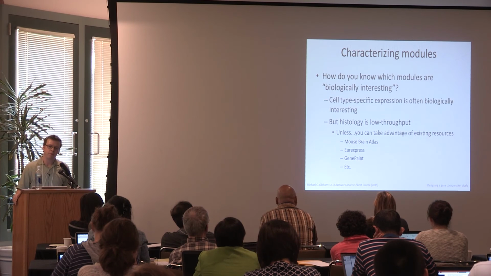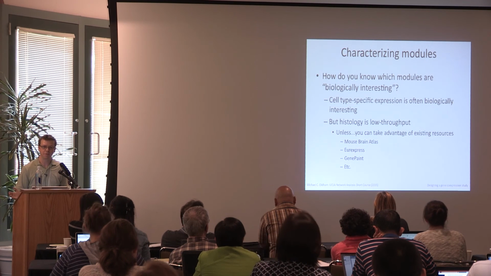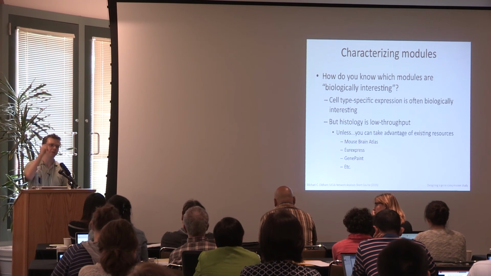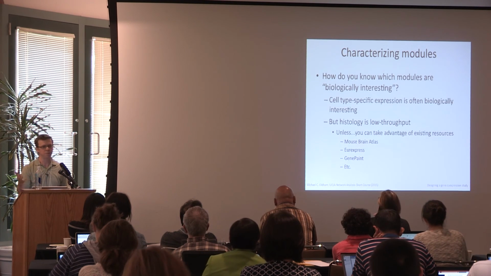So the second way that we approach module characterization is the low throughput way, which is histology, right? The question I always ask myself when I am looking at a biologically interesting co-expression module is, which cell type or cell types are likely to be expressing these genes? That's kind of the point of entry for me to try and understand any module. And when you're dealing with postmortem human brain, histology is even more low throughput than it is with model organisms.